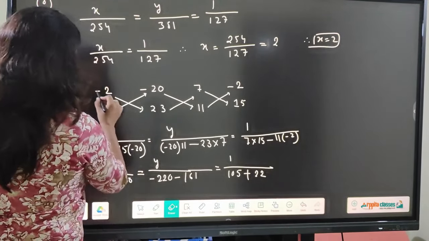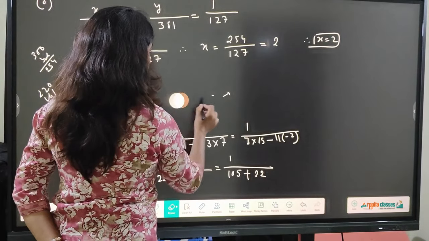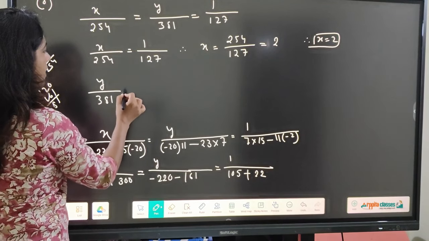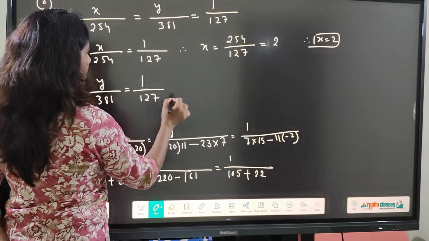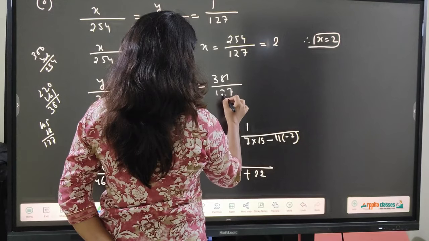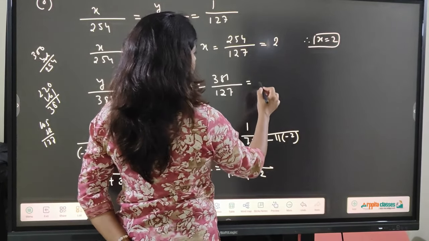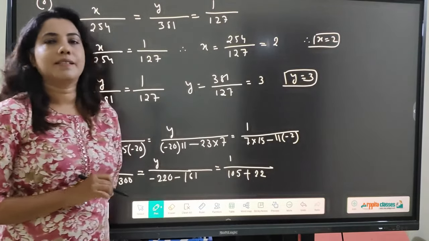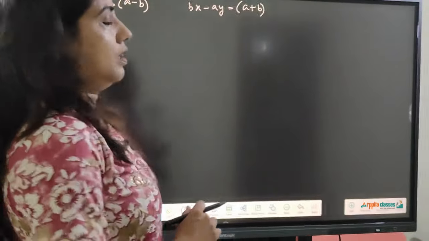And similarly, we'll solve for y. y upon 381 is equal to 1 upon 127. y is equal to 381 upon 127. So it's coming 3. So the value of y is equal to 3. So we got the values of x and y, 2 and 3.